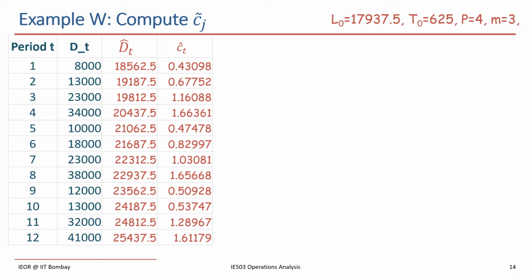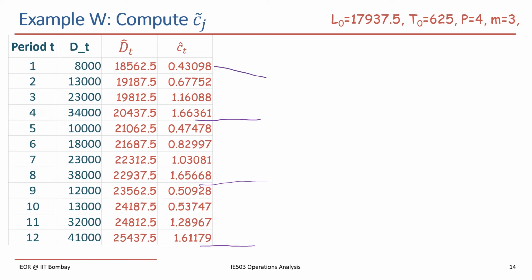Now you can see this table has increased, so all the c hat of t values are now displayed in this table. In computing c tilde of j's, we already know the season. Up to 4 is season 1, 5 to 8 is season 2, and 9 to 12 is season 3. So I have all these three values. Now I have to average the values of c hat of t from the same position across all the seasons.